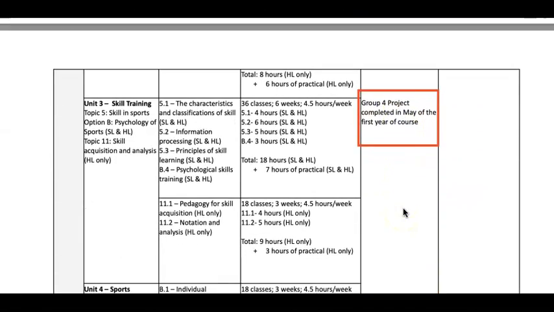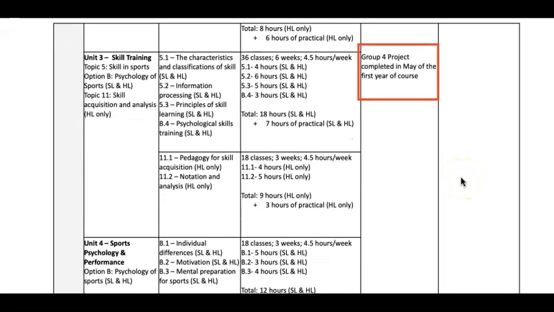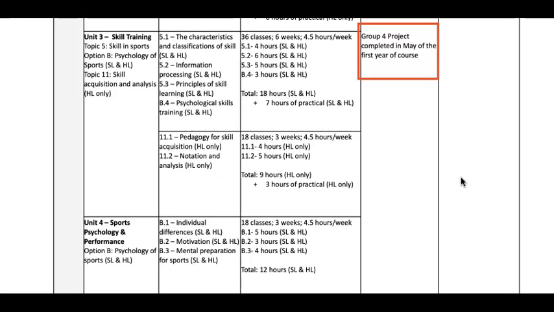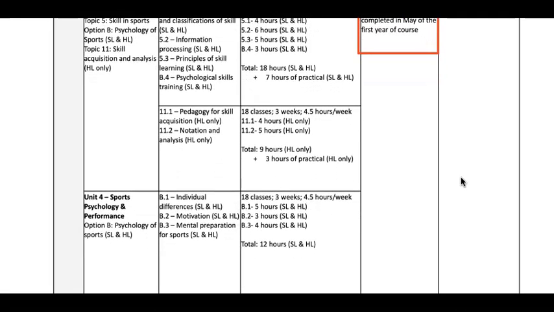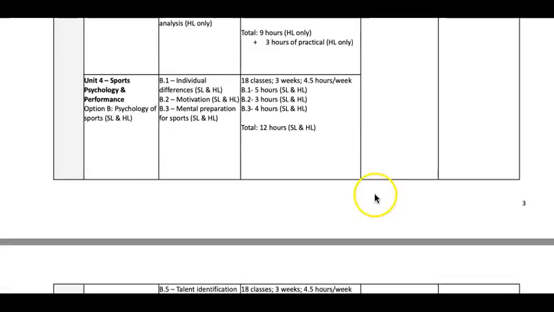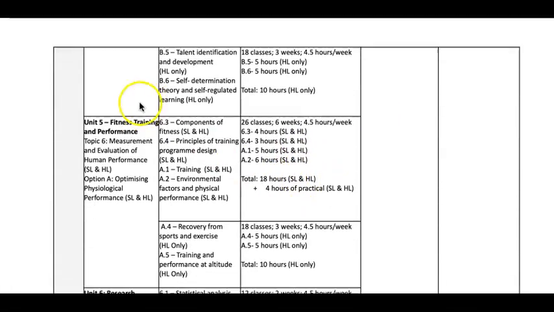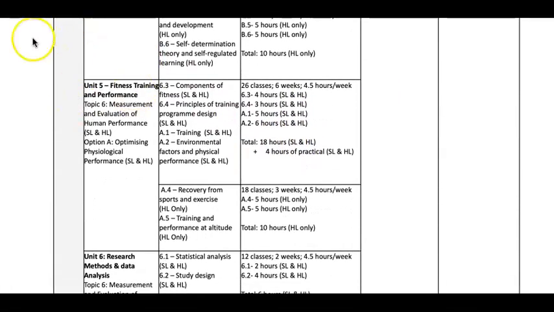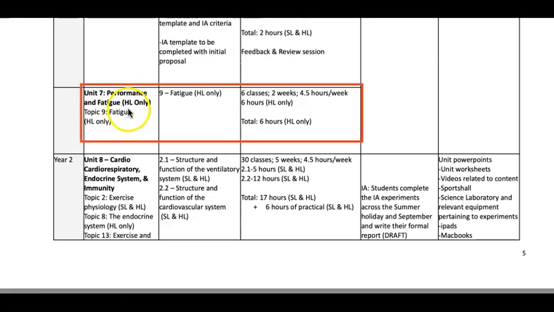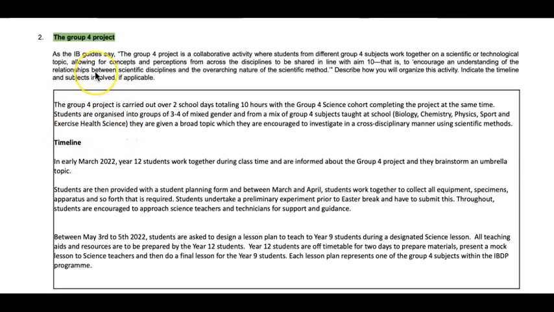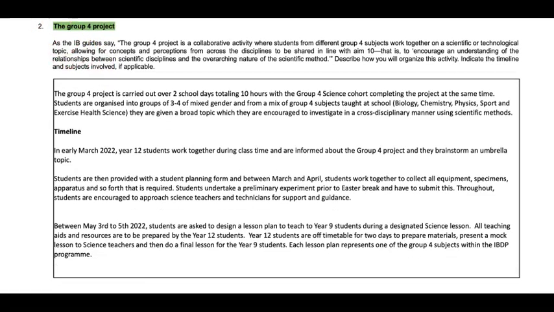As we go through here, it's a science one, so we'll see that there's a group 4 project. That's a project specific to the sciences, where all the science kids from different subject groups get together in a collaborative task. You go through all of this and you'll see the different topics and the different units. You'll also see that in many of the guides, the HL kids will only do certain topics. They won't do all of them. Then here's a description of what's actually going to happen in the group 4 project.